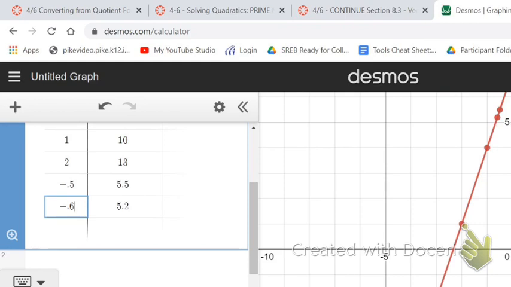I can use this table to guess and check. On Desmos, the table will fill in the y part for me. If I just guess some x's, it substitutes them in, and it calculates the y value for me.